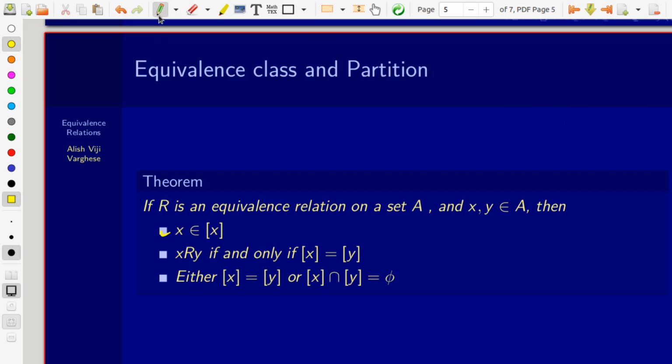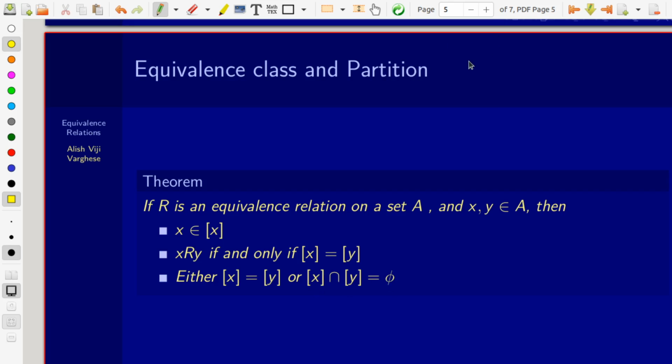Now the third result: either the equivalence class of x is equal to the equivalence class of y, or the equivalence class of x intersection the equivalence class of y is equal to the null set. Obviously, if x is related to y, then the equivalence class of x is equal to the equivalence class of y. But what we have here is either the equivalence class of x is equal to the equivalence class of y, or the intersection is equal to the null set.